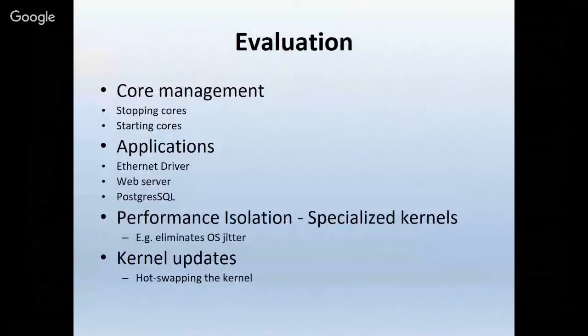We present here a performance evaluation of Barrelfish. First, core management. We measure the performance of starting and stopping cores in Barrelfish and in Linux. Second, applications. We investigate the behavior of applications when we restart kernels and when we park OS nodes. Third, performance isolation, specialized kernels. We demonstrate isolating performance via a specialized kernel. Fourth, kernel updates. While performing this evaluation, hyperthreading, turbo boost, and SpeedStep technologies are disabled in machines that support them, as they complicate cycle counter measurements.